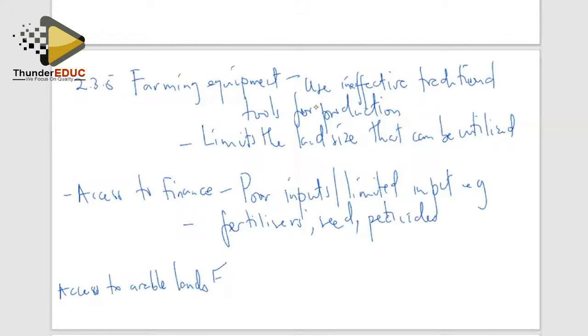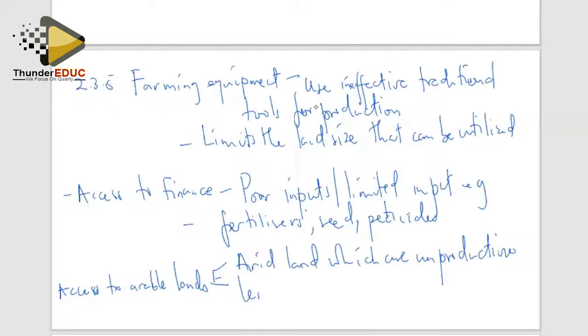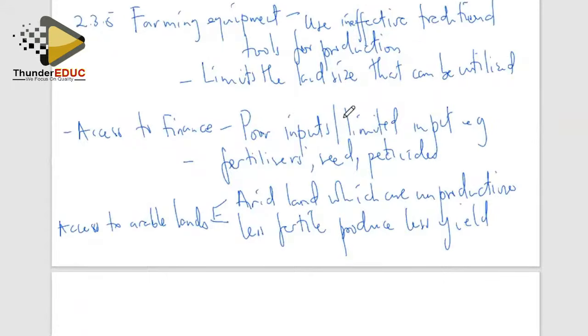Then limited access to arable lands, you can also argue for the reason that the farmers do production on arid lands, which are unproductive, or there are less fertile soils, so they produce less yield. So for that reason, it also contributes to the fact that we're going to have limited production for those three reasons.